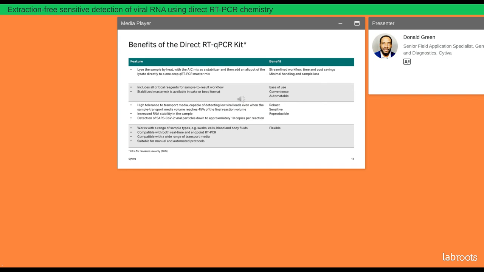So I really want to hammer this home to you in a very feature benefit setup. So one of the features, again, you lyse the sample by heat. You put your sample directly into the AIC mix. The AIC mix is a very good stabilizer of the RNA. You heat it for 5 minutes, and then you take an aliquot of that lysate and directly into the qRT master mix. So it's a very streamlined, easy workflow, time and cost savings, minimal handling issues, and minimal sample loss.